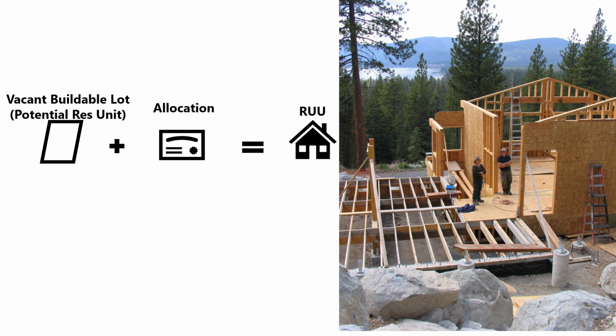A residential unit is made up of a potential residential unit of use that's tied to a vacant buildable lot and a residential allocation, a right to build certificate, that's acquired from the local building department. When the PRU and the allocation combine and the home is constructed, the residential unit is formed.